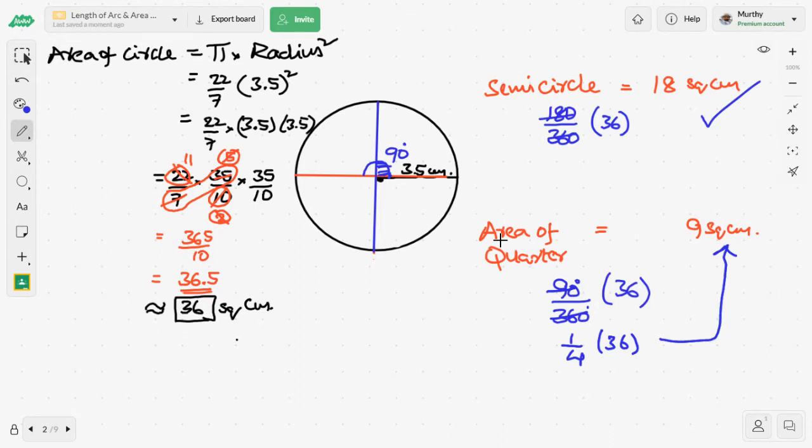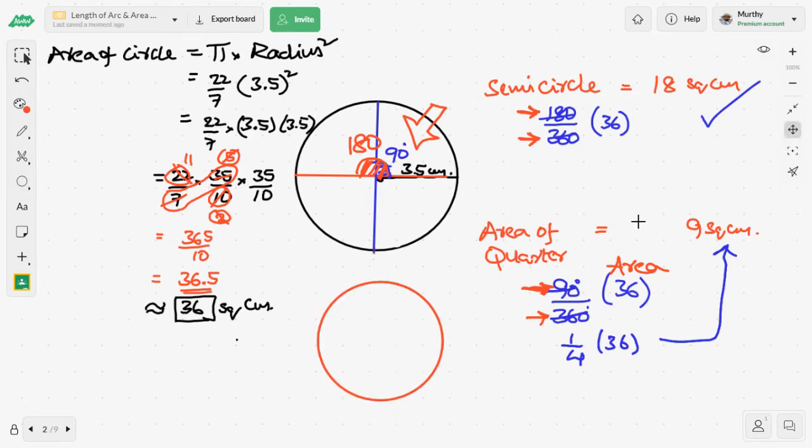So from this, may I say that if the central angle is 90 degrees, we are taking 90 degrees as the numerator and 360 as the denominator, multiplied by the area. Right? Suppose the central angle is 180 degrees, then the numerator is 180 degrees over 360. 360 is the total angle of a circle. Right? So in such a case, let me move the screen a little up here.